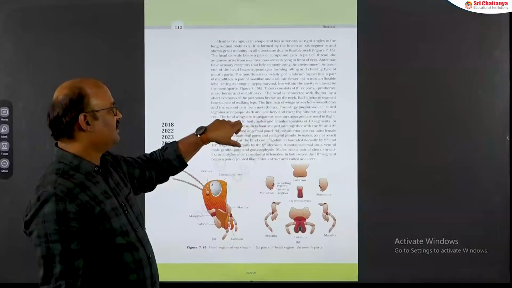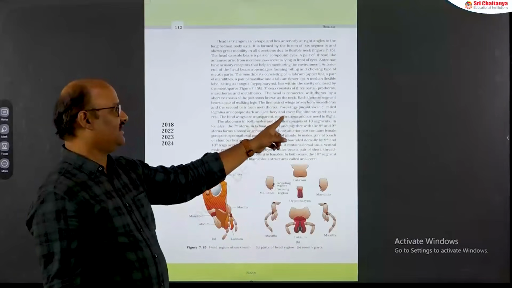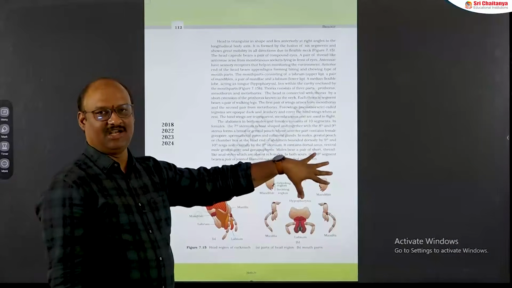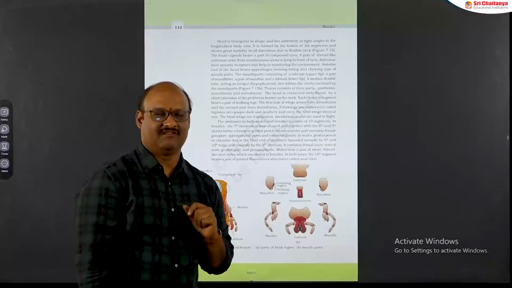Mesothoracic wings are the first pair of wings, which are also called tegmina or elytra, which are very dark, opaque and leathery, and they cover the hind wings, which are nothing but the metathoracic wings, which are transparent, membranous and are useful in flight.